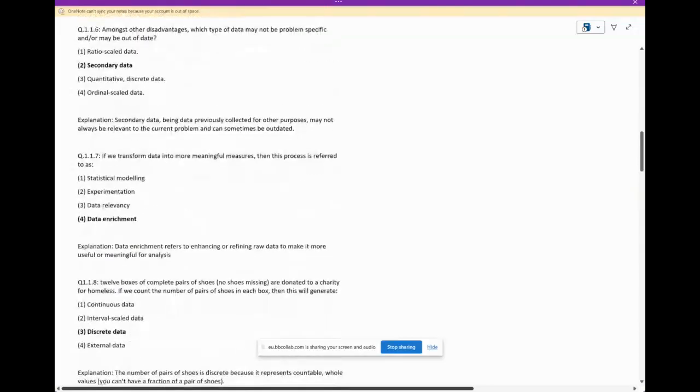Then 6, they're saying, amongst other disadvantages, which type of data may not be problem specific and/or may be out of date? Okay, and it's obviously secondary data, because remember, secondary data existed prior to our study. So things may have changed, could be out of date. Then 7, they're saying, if we transform data into more meaningful measures, then this process is referred to as data enrichment.